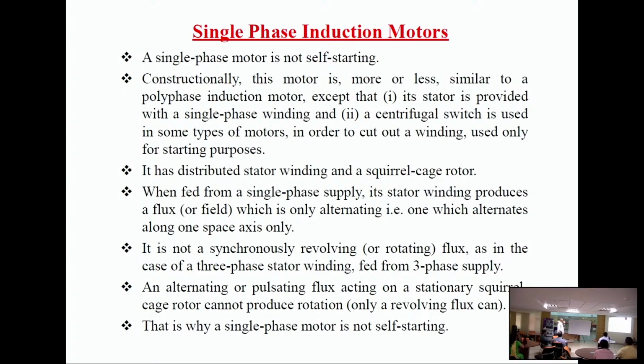When fed from a single phase supply, its stator winding produces a field which is only alternating. You apply an AC voltage, so AC current will flow, and AC current is sinusoidally varying. So the field produced by the stator winding will be alternating in nature. This will produce only a pulsating torque. An alternating or pulsating flux acting on a stationary squirrel cage rotor cannot produce rotation. So a rotating magnetic field will not be produced. That's why the single phase motor is not self-starting.